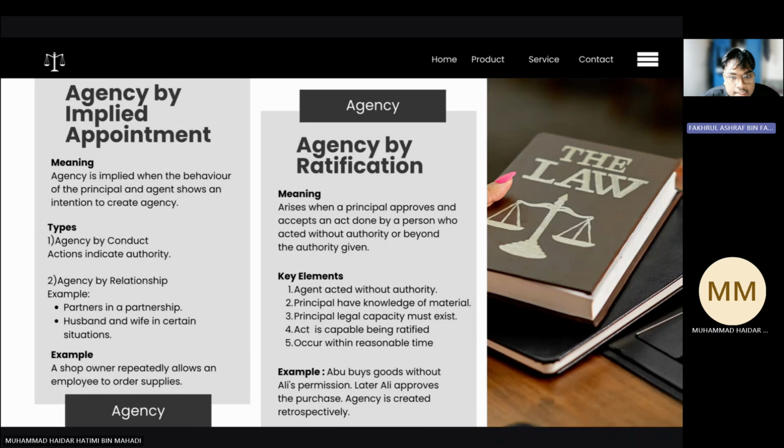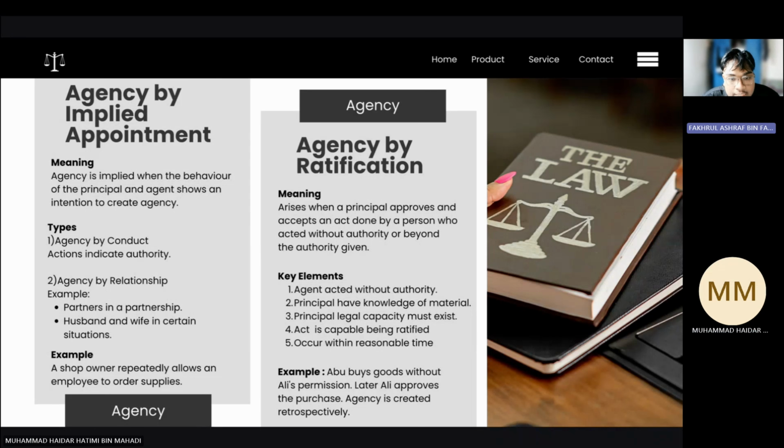The second one is agency by ratification. What does this mean? It means that it arises when a principal approves and accepts an act done by a person who acted without authority or beyond the authority given. There are 5 key elements. The first one is agent acted without authority. Principal has knowledge of material facts. Principal's legal capacity must exist. Act is capable of being ratified.